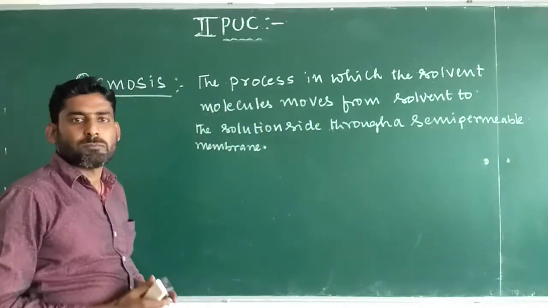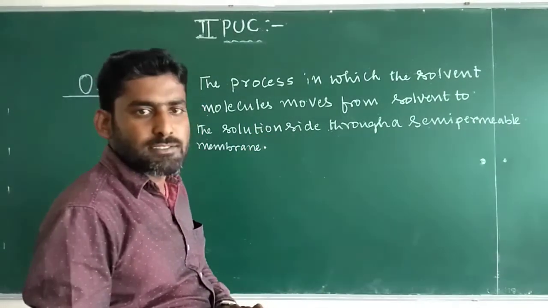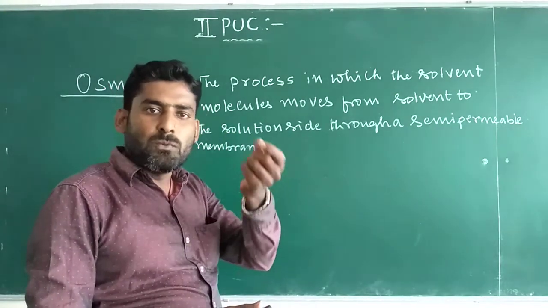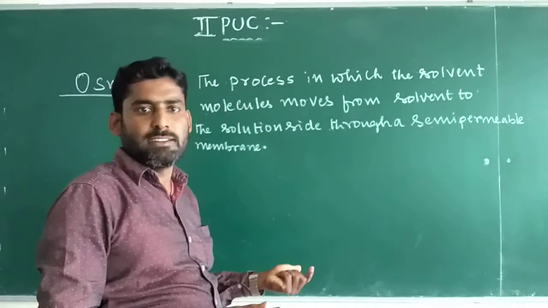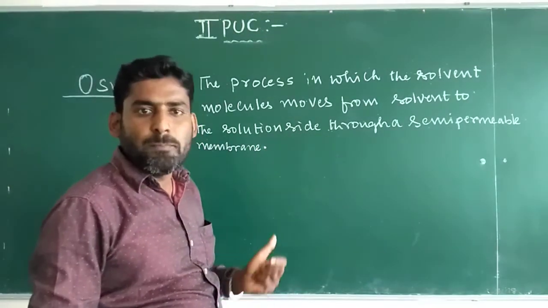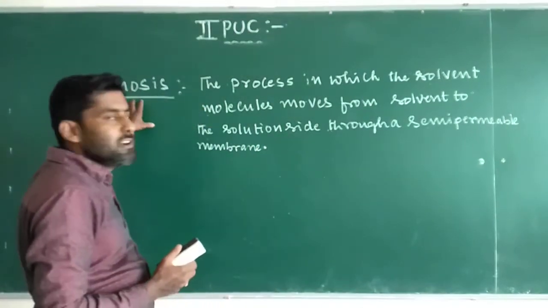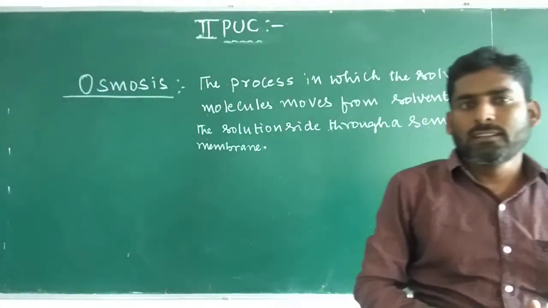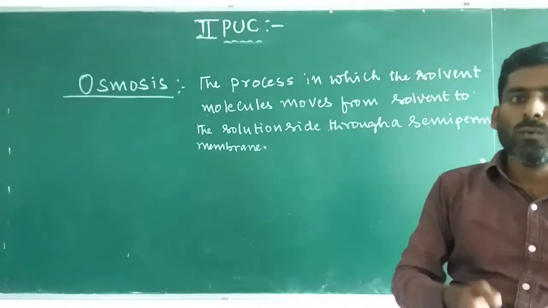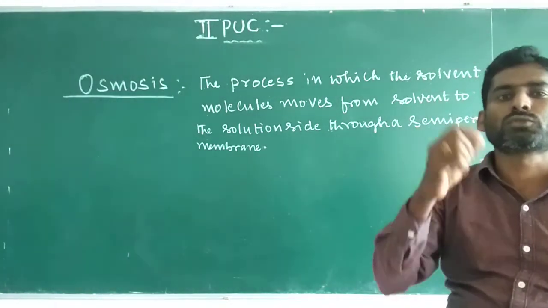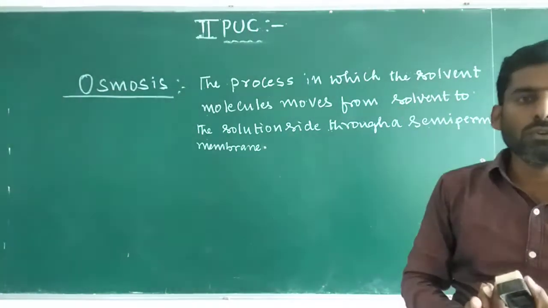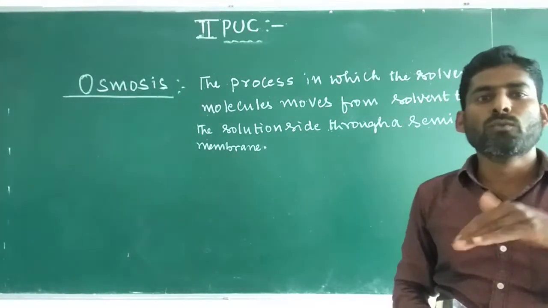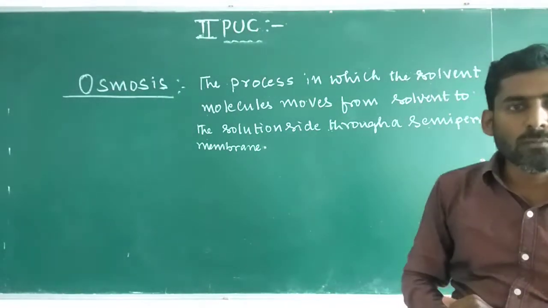The process in which movement of solvent molecules takes place from the solvent side to the solution side by means of a semi-permeable membrane is called osmosis. So here the semi-permeable membrane is nothing but the membrane which allows only the solvent molecules to pass through it but not the solute particles.